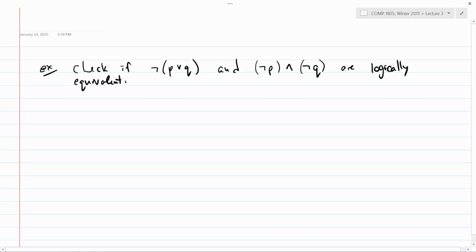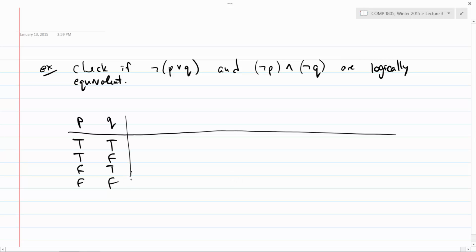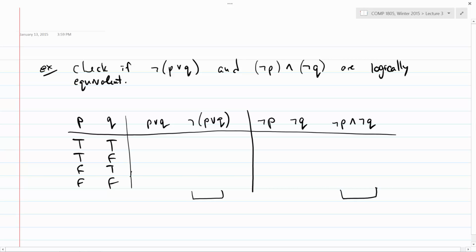Okay, and the way we do that is we make a truth table for each one of them. So I have two variables. I have P and Q. So P can be true or false. And Q can be true or false, as usual. Now I do a truth table for each one of these things, but to save space, I really just do one truth table with a bunch of columns in it. So what am I going to need? I'm going to need P or Q, and then I'm going to want the full first expression, which is not P or Q. So this column here, the second column, is very important. And then for the other expression, I will need not P, not Q, and not P and not Q. Okay, and the columns that I'm interested in are this column and this column. So are they the same? If they are, then the two propositions are logically equivalent. If they're not the same, then the propositions are not logically equivalent.